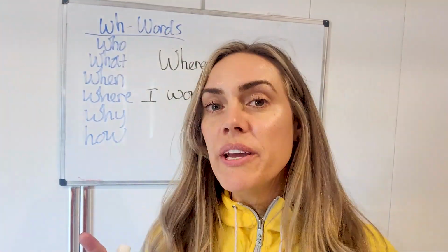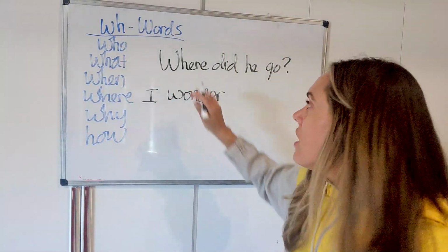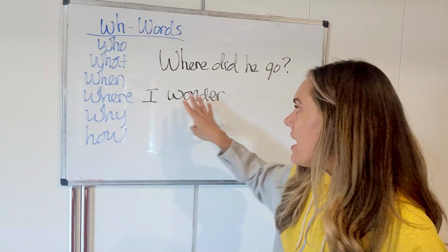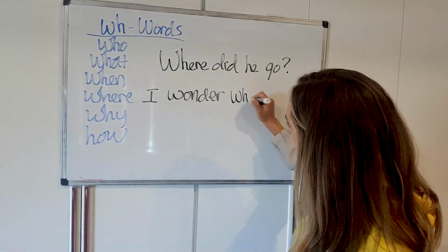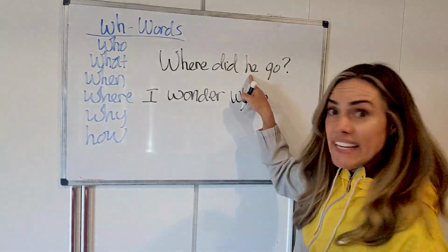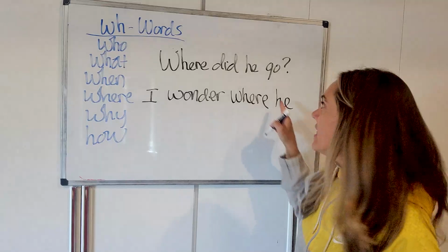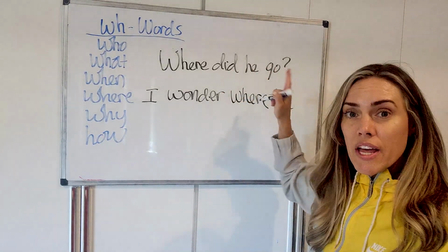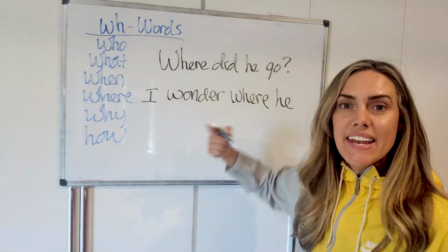Here's one that's a little bit harder. Where did he go? All right, here's our question. We want to turn that into a noun clause. I wonder, question word, where, now we need the subject. He. I wonder where he, what's the verb? Did and go. Now, you do not need to use did in a noun clause.